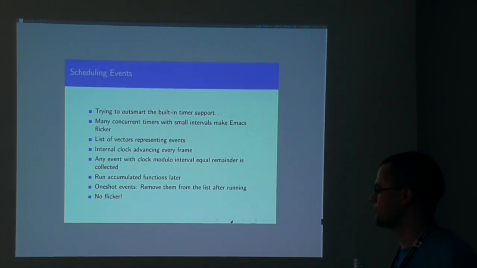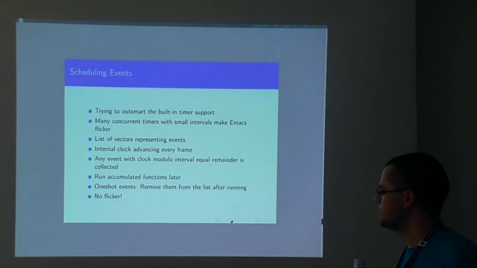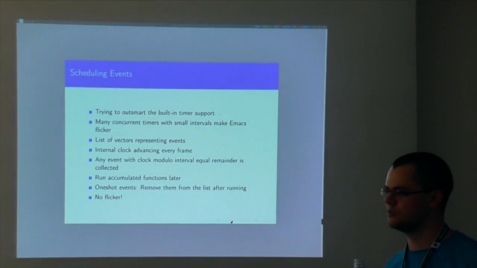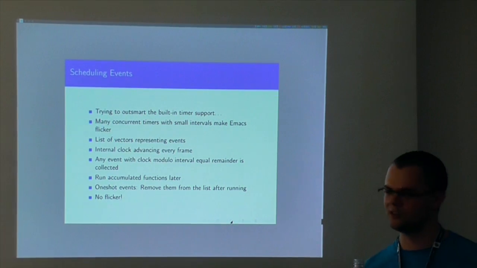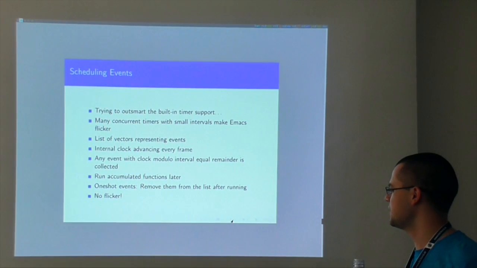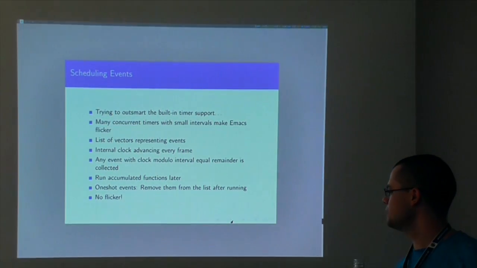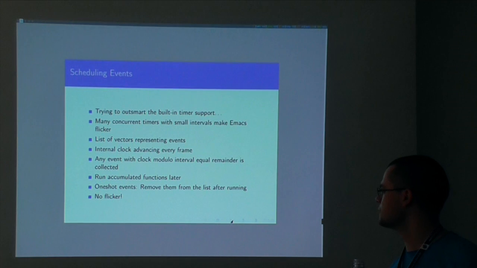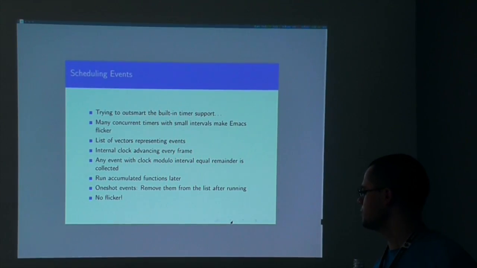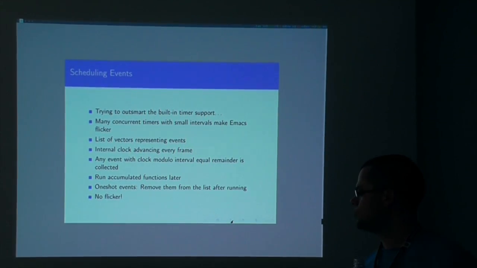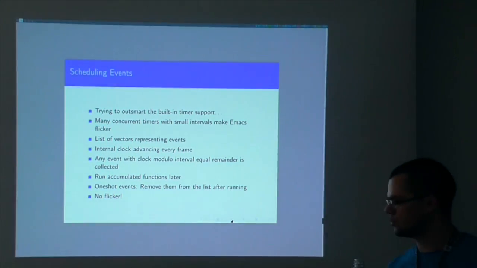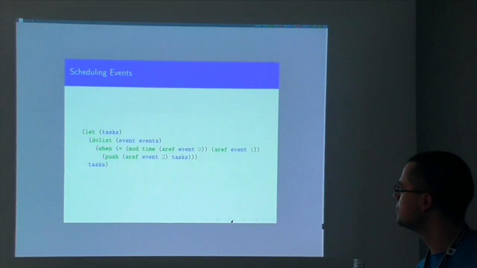I have used a list of vectors, each of which represents an event. And the game has an internal clock that is advanced every frame. So if 1/60 of a second has passed, that count is incremented by 1. This will eventually lead to an integer overflow, but this doesn't really matter for the thing we're doing, because we take every event and take the current time, modulo the interval, and check for the remainder stored in that event. And if it equals that remainder, we can run these events, the eligible ones, later. If we want to do a one-shot event, this is simple enough. We just remove the event after it has been run. This did work too, and there has been no flicker at all.